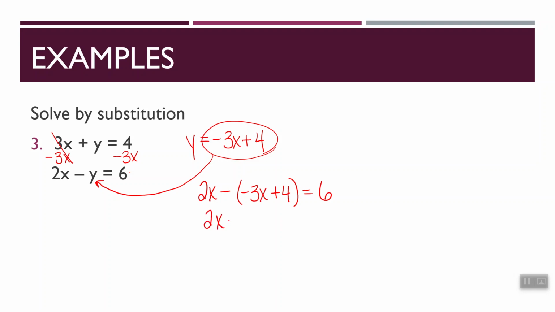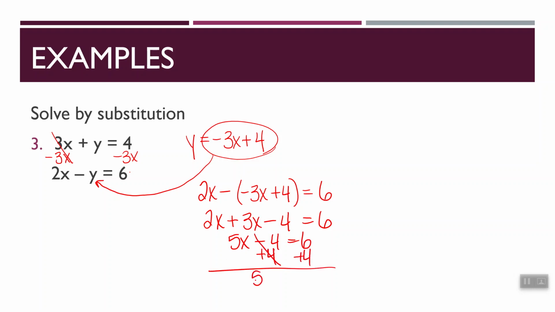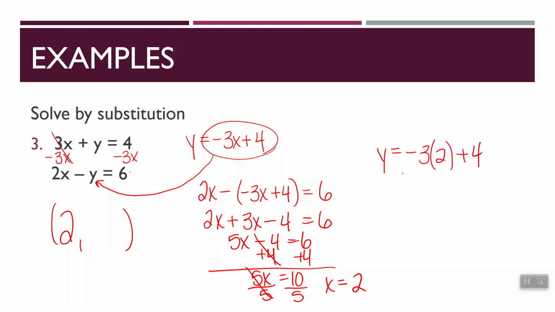So this is 2x plus 3x minus 4. We're going to add 4 to both sides. Dividing by 5, we get x equals 2. I'm going to plug 2 back into that first equation there. y equals negative 3 times 2 plus 4. So y equals negative 2.